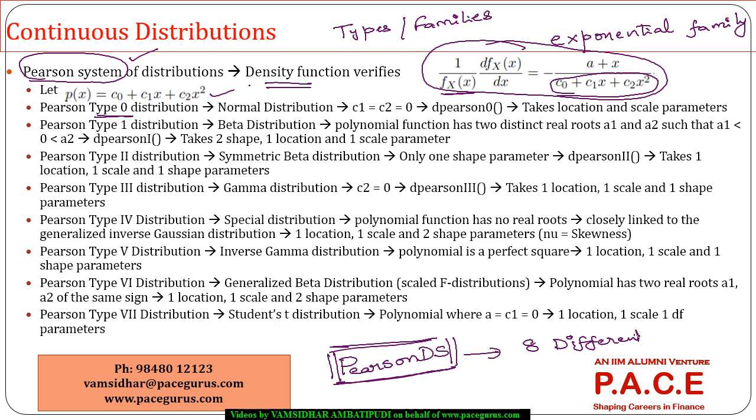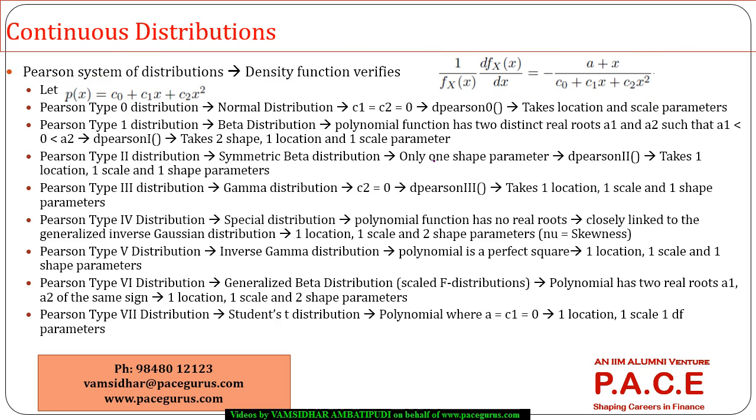So they are typically called type 0 to type 7: 0, 1, 2, 3, 4, 5, 6, 7. So these are type 0 to type 7 kind of distributions. Now the difference is in the values associated with each of these coefficients. So for the type 0 distribution, I'll just talk about type 0.